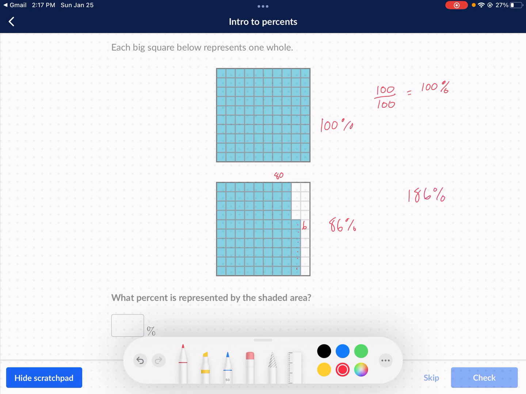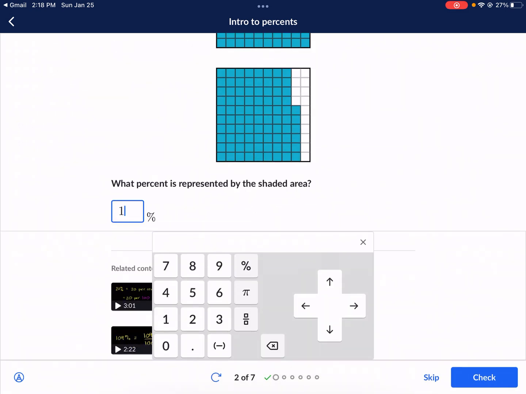Or we can count the total number of shaded squares. There's 186 of them. Each square is divided up into 100. So we can say 186 per 100, 186%. So 2 different ways to think about it. You can add those 2 to get 186, or you can just say, okay, there's 186 total. Each one's divided into 100, so it's 186%. Okay, so 2 different ways to think about that one.